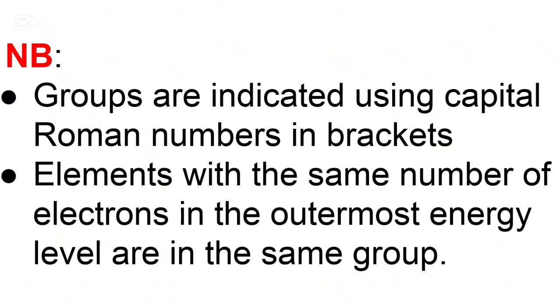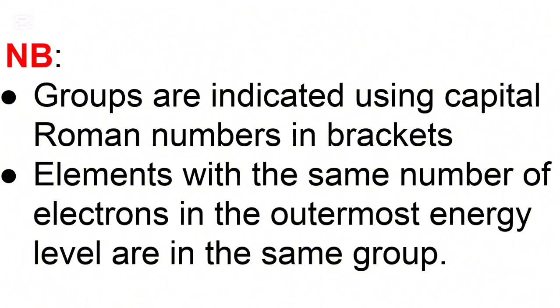Now let us note the following about the periodic table. Number 1, groups are indicated using capital Roman numbers in brackets. That is something to note. Number 2, elements with the same number of electrons in the outermost energy level are in the same group. So the groups consist of elements which have the same number of electrons in the outermost energy level.